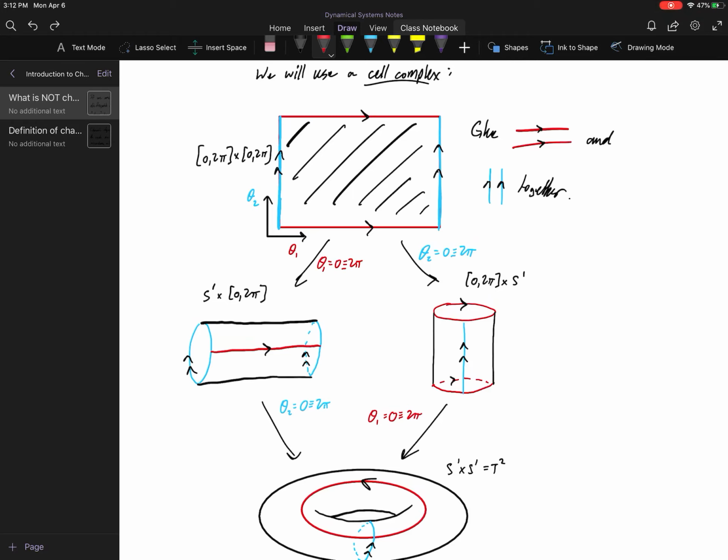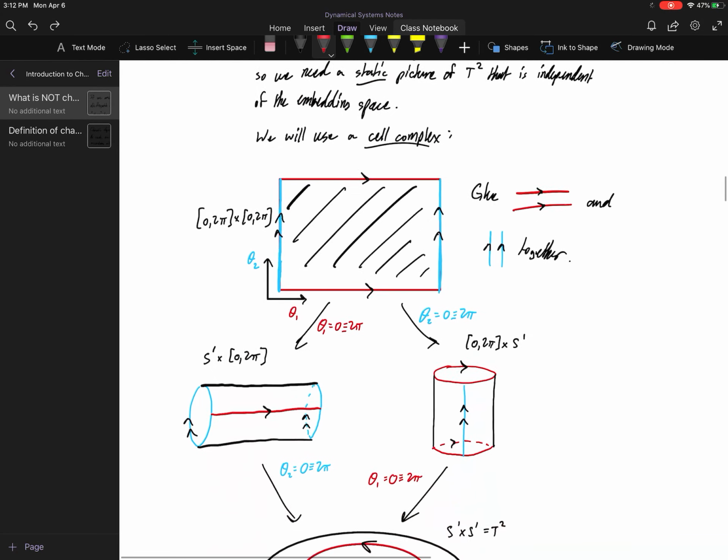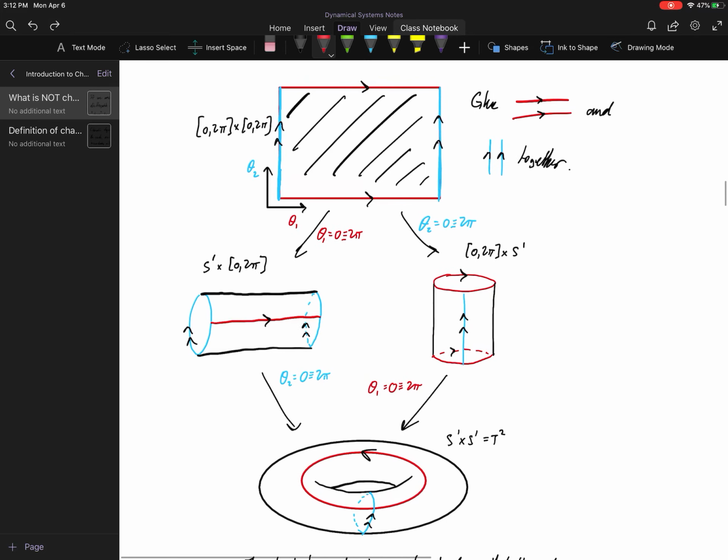A cell complex is effectively just going to be a disk, or a collection of disks, right? And they don't look like disks because they look like rectangles, but they are topological disks. So what we have in this first picture up top here is just that solid square. This guy is a filled in square. And what we're going to do is glue together the left and right edges, and glue together the top and bottom edges.